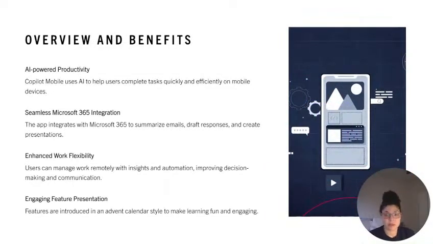So, Copilot app is a powerful AI-driven productivity tool designed to help users accomplish tasks efficiently while on the go. It integrates seamlessly with Microsoft 365 services, enabling users to summarize emails, draft responses, create presentations, and access enterprise data from their mobile phone. The app is particularly useful for professionals who need quick insights, actionable summaries, and creative assistance without being tied to the desktop environment.